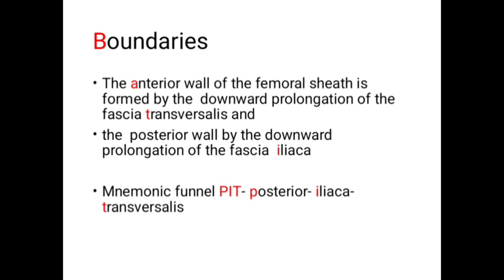Now, a mnemonic here can help you remember which fascia forms the posterior or the anterior wall. Remember, the aim here is to remember those things. You have a lot to read in anatomy, so we're giving you mnemonics that will help you remember those high-yield things you need to know. So for the mnemonic, you have FUNNEL PIT: P for posterior, I for iliaca, T for transversalis. This means that the iliaca fascia is what forms the posterior boundary, while the transversalis fascia will form the anterior boundary. Funnel means it is a funnel shaped sheath.